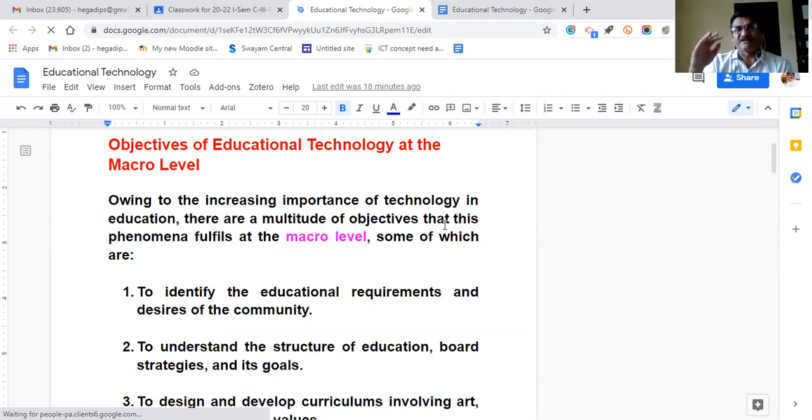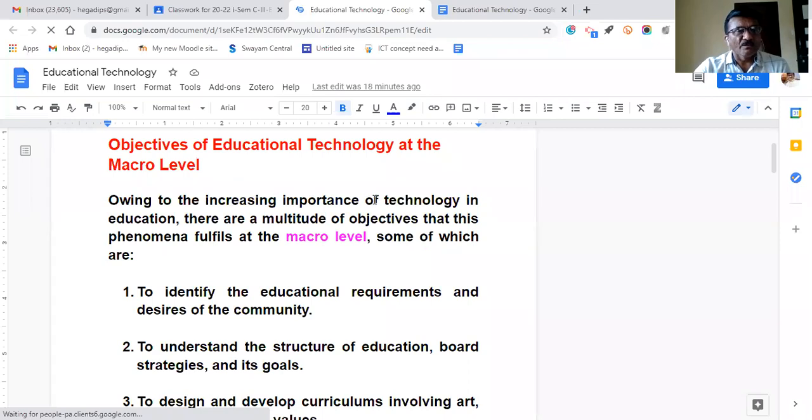Some of the other bodies concerned with that education department, at that level we are going to formulate these objectives of educational technology at the macro level. So let us see here. I will read a few lines here.